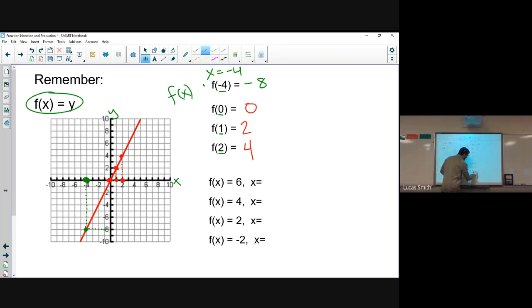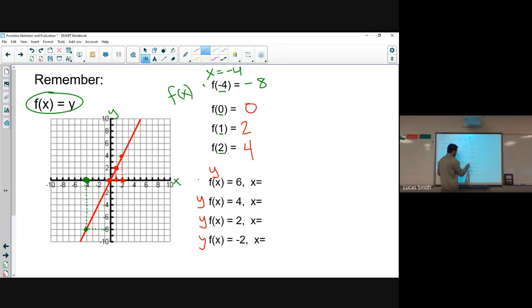But in all these ones down here, remember, f of x is just a fancy way of saying y. So all of these are just giving you a y value, saying y equals 6, y equals 4, y equals 2, y equals -2. And the question that it's asking you is, hey, when y equals 6, what's the x value? If y is 6, where is your function at on the x-axis? All right, so let's see what we can do with this.